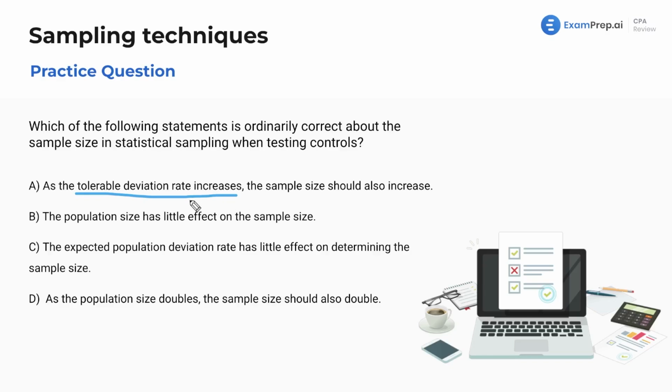I'm going to disagree with that because this is saying as we can tolerate more issues, we should do more testing, right? Sample size increases, we do more testing. That's contradictory. As we can allow for more issues, we're actually going to do less work, less sampling, less testing. For that reason, I am eliminating letter A. Next up is letter B.